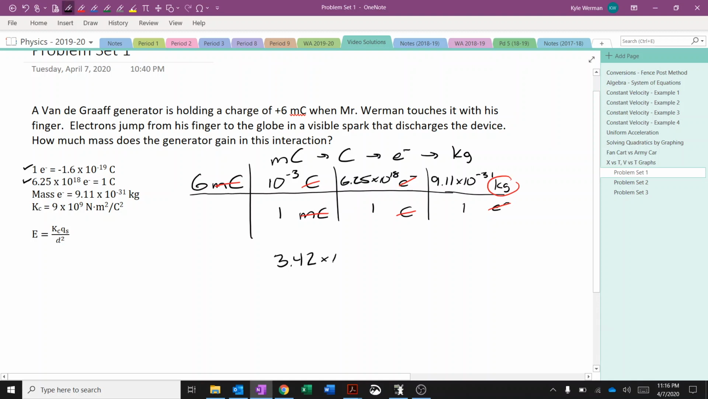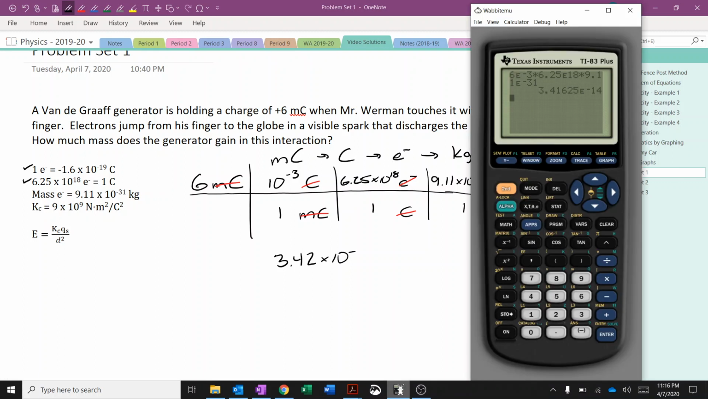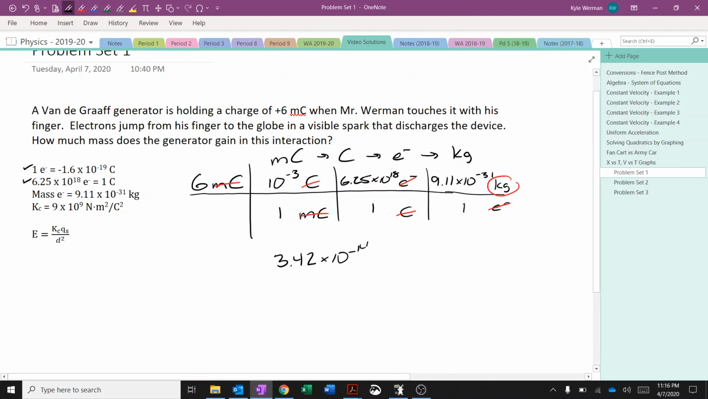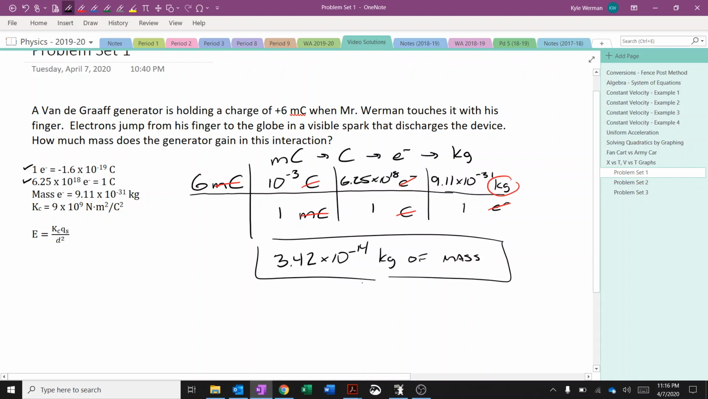3.42 times 10 to the negative 14 kilograms of mass. So that's the amount of mass in electrons that are added to that dome to neutralize it.